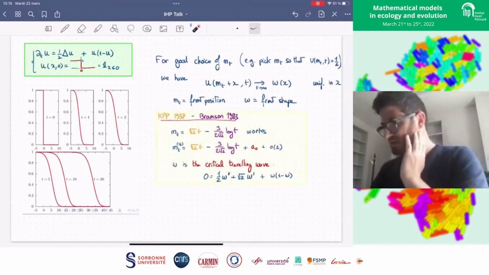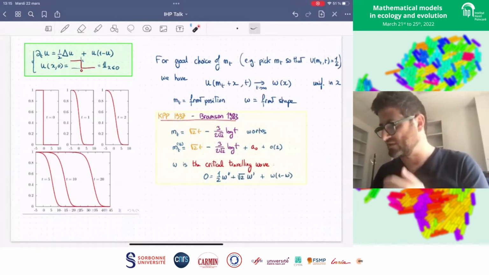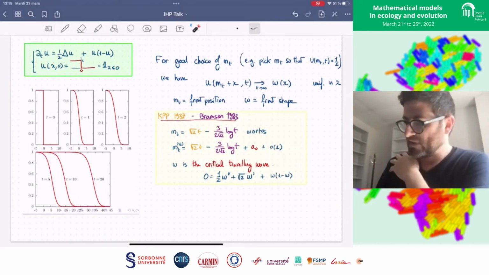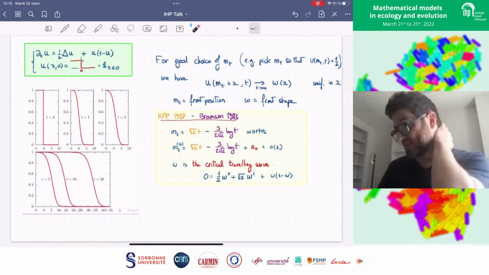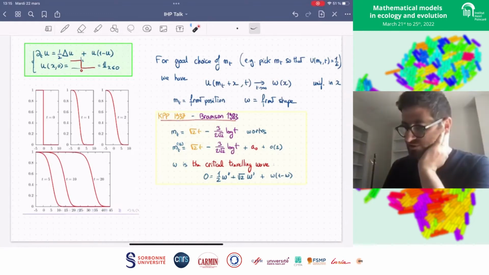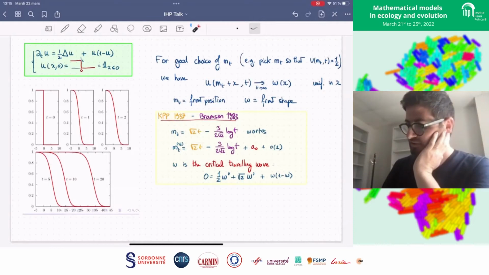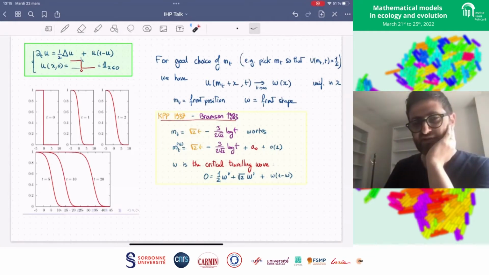And this is indeed the content of Bramson's celebrated papers in 78 and then 83, which tells you that if you look at your solution u around a well-chosen position that I'm going to call small m_t, u of m_t plus x and t is going to converge uniformly to this limit shape. Here you should think of m_t as the position of the front, and w of x is this shape you see here. And so the question is, what is m_t? What is this magic position you should center by?